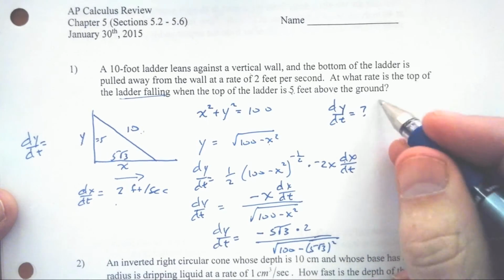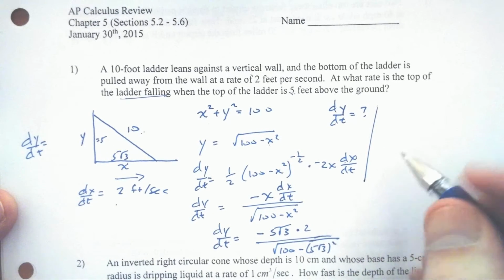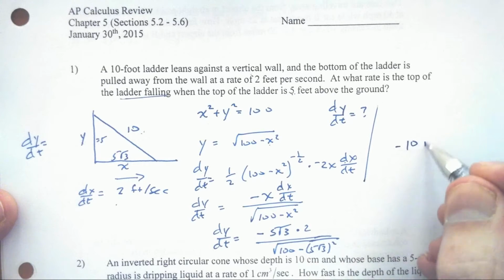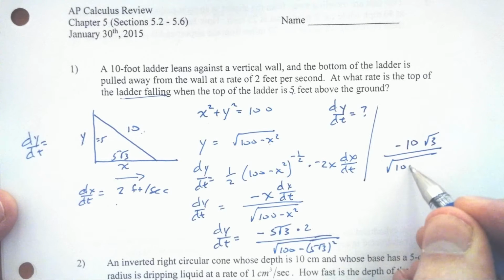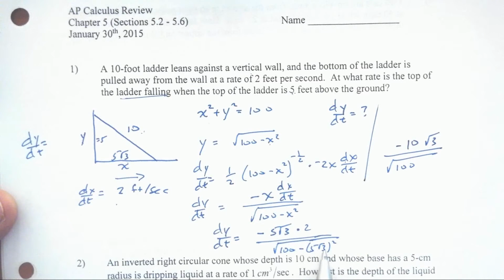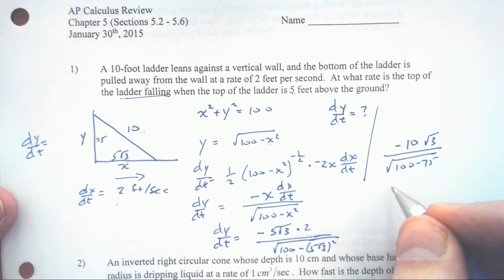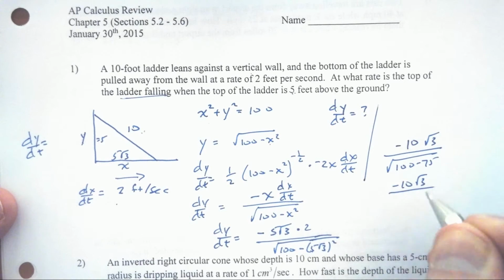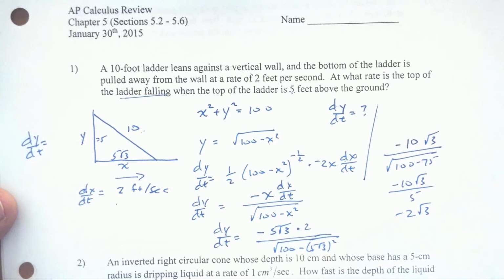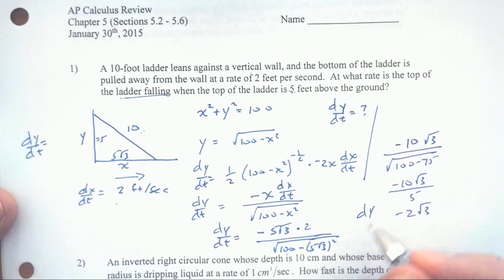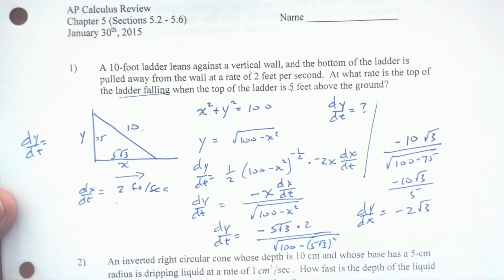We're going to jump up to here. I've got negative 10 root 3 all over the square root of 100 minus, well, 5 root 3 squared is 25 times 3 is 75. So I get negative 10 root 3 over the square root of 25, over 5, negative 2 root 3. So dy/dt at that moment is negative 2 root 3.